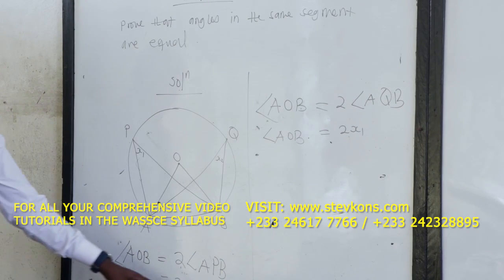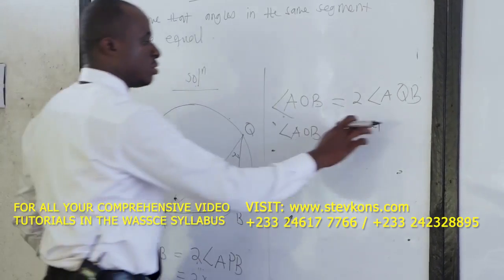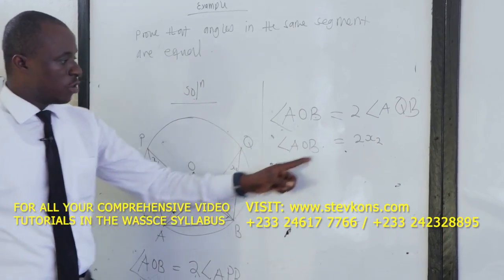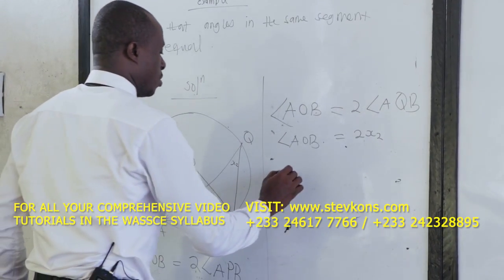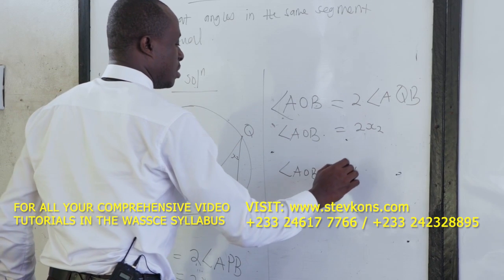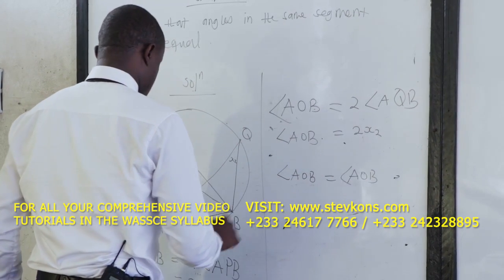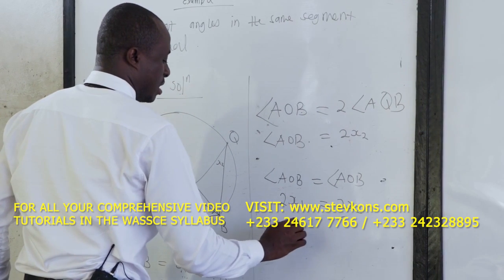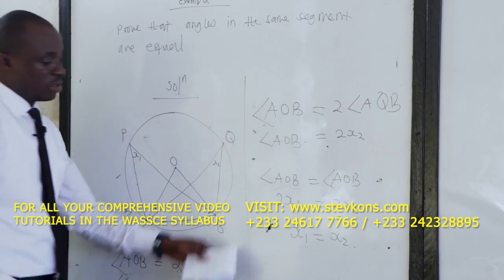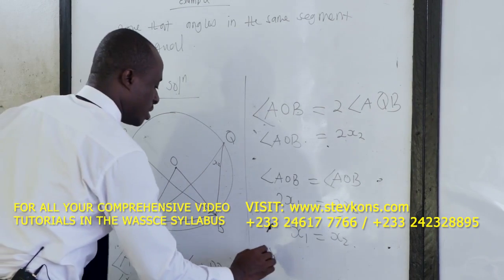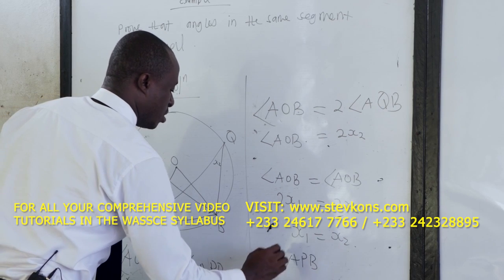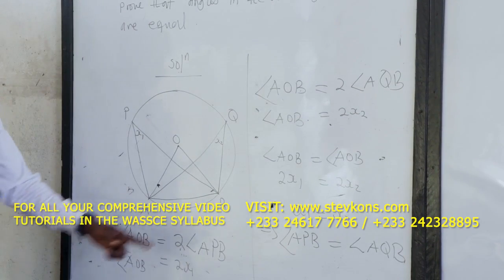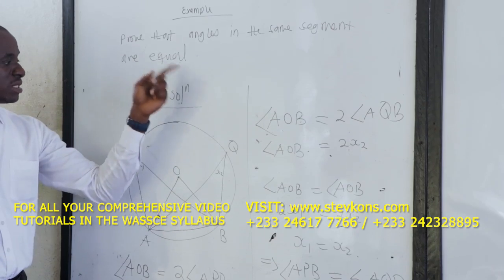We have AOB equal to 2x1. We have AOB equal to 2x2. So what can we say? We know AOB is equal to 2x1, and the other AOB is 2x2. Clearly, x1 is equal to x2. And we have been able to prove that angle APB is equal to angle AQB. So we've been able to show that angles in the same segment are equal.